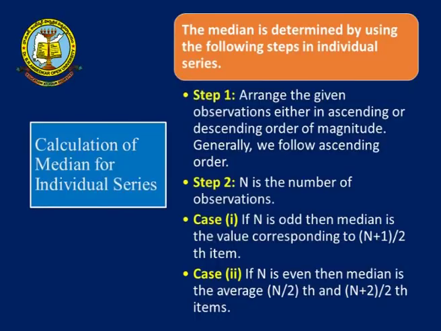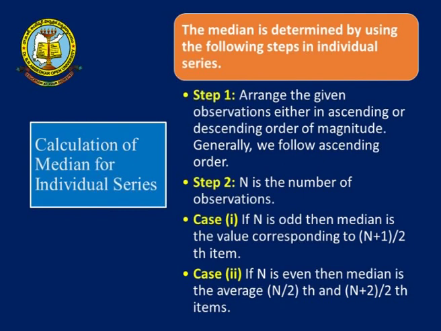The first problem belongs to the individual series. The process: first step, arrange the given observations in ascending or descending order. Second step, count the number of observations. If the number of observations is odd, the median is the (n+1)/2th observation. If the number of observations is even, the median is the average of the n/2th and (n/2 + 1)th observations.